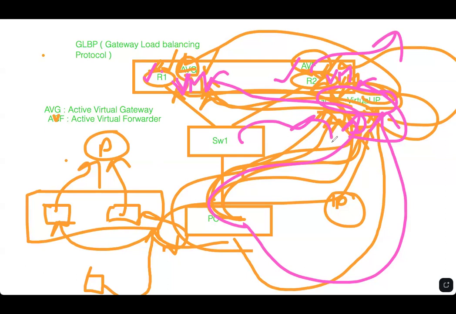AVF will not elect the virtual MAC address for both the routers. AVG will decide whether the traffic should point to AVG or AVF. At the initial stage, the AVG will do the action, right? So let me make this clear. Maybe you guys are getting confused. So let's do one thing.